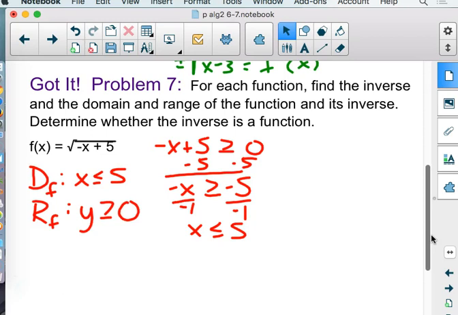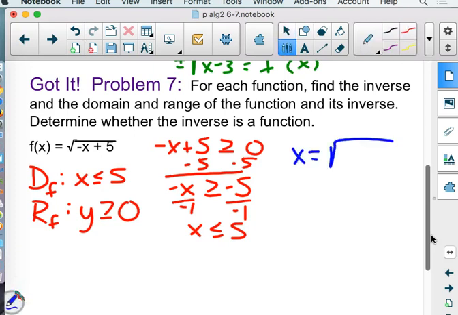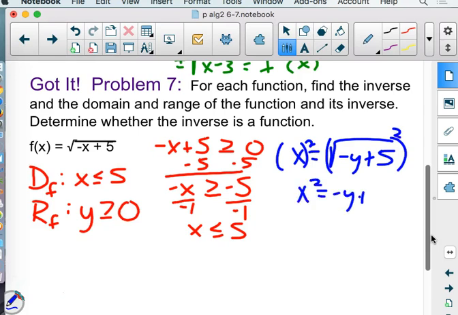All right, we need the inverse. So now what? Okay, so this was our y. We're going to do x equals square root of negative y plus 5. So we switch the x and the y. Now what? Why? Why not? I don't know. Yeah, let's get rid of the square root. Exactly. So x squared equals negative y plus 5.